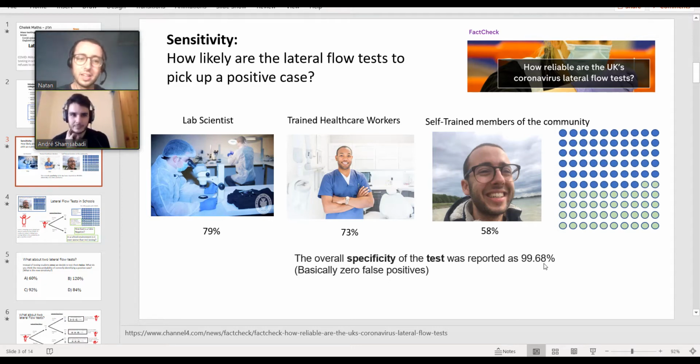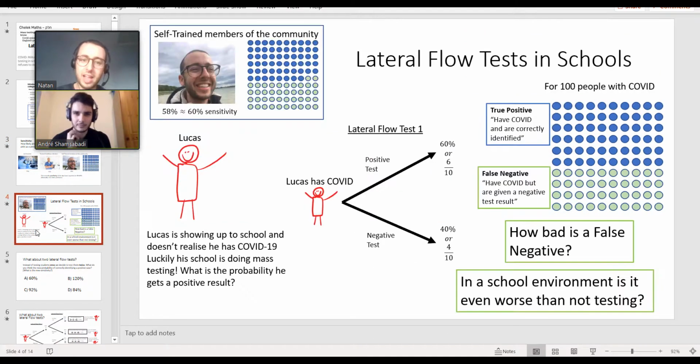We advance onwards. The next thought process was, okay, in a school. We have our friend Lucas here. He's showing up to school, doesn't realize he has COVID, asymptomatically has COVID, so no symptoms. But the school's doing mass testing. What could happen? This is just talking about the probability again. There are two options on this tree diagram. Either he gets a positive test, remember, he has COVID, and the positive test will happen 60% of the time. The negative test will happen 40% of the time. So for 100 people with COVID, we get 60 true positives, people correctly told they have COVID, but 40 people with a false negative who are incorrectly told they don't have COVID.